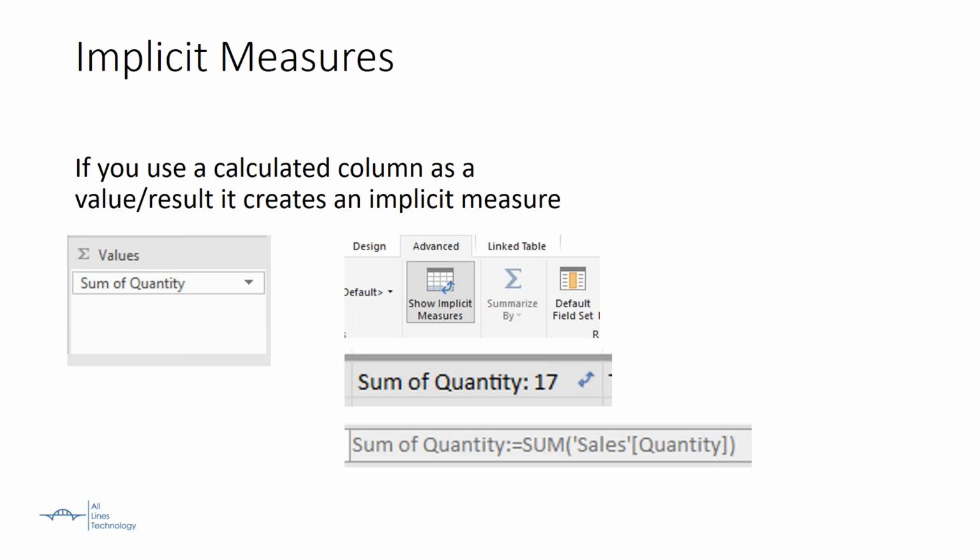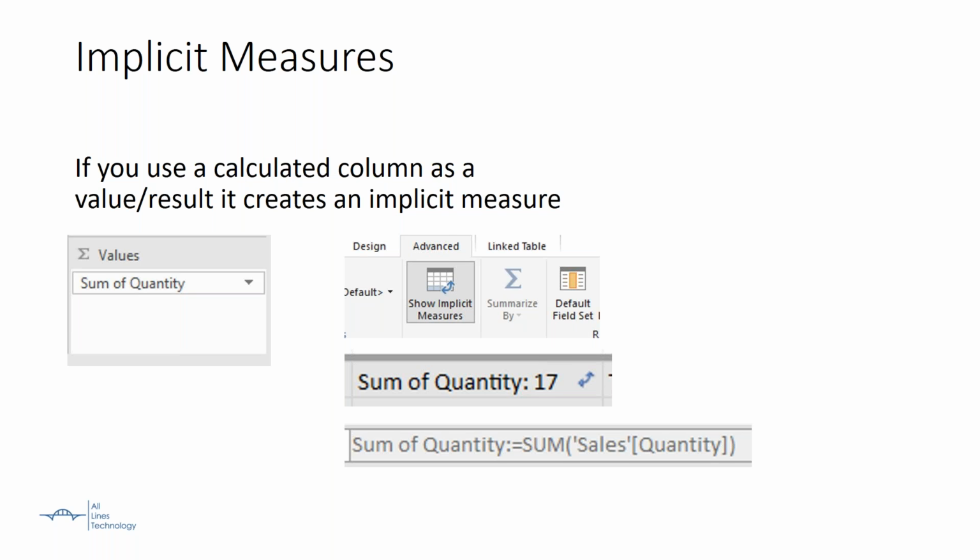So implicit measures: if you drag a column, even a calculated column or a regular one, it doesn't matter, into the values area, like we see on the left for a pivot table, or in the results area for a visual in Power BI, it's going to create an implicit measure. So it's still making a measure. It's still using a measure. So anytime you've got a values section, you have a measure, but it's making it implicitly.